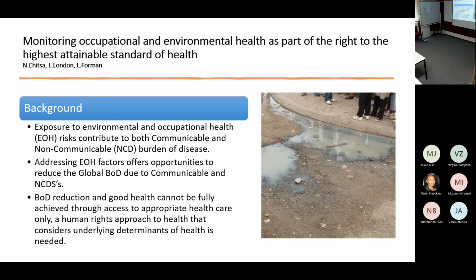Burden of disease reduction and good health cannot be fully achieved through access to appropriate healthcare only, but we require a human rights approach to health that considers the underlying determinants of health.